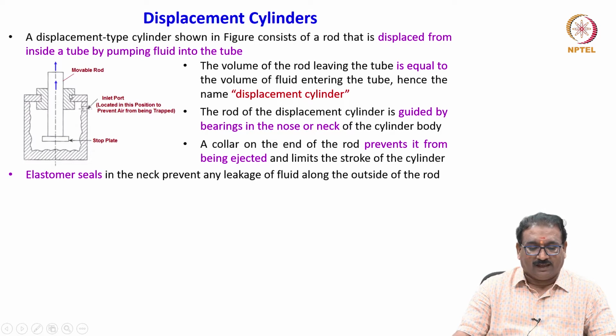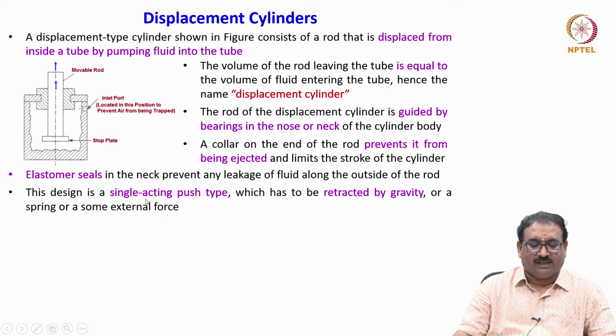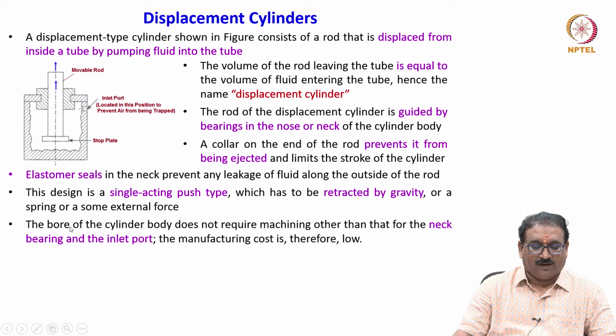Elastomer seals in the neck prevent any leakage of fluid along the outside of the rod. This design is a single acting push type, which has to be retarded by gravity or by spring or some other external force. The bore of the cylinder body does not require machining other than that of the neck bearing and the inlet port. The manufacturing cost is therefore low for the displacement cylinders.